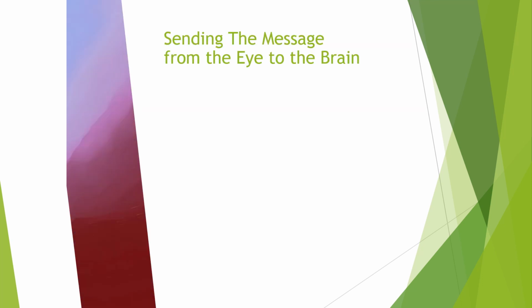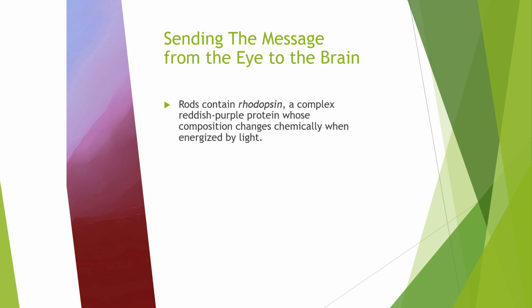So let's talk about how the message goes from your eye up to your brain. Remember we said you have these two nerve cells, or these neuron cells, rods and cones in the retina. The rods contain what is called rhodopsin. It is a reddish purple protein, and its composition changes chemically when it's energized by light. Your rods contain rhodopsin, this reddish purple protein, and the composition of that rhodopsin changes when it's energized by light.